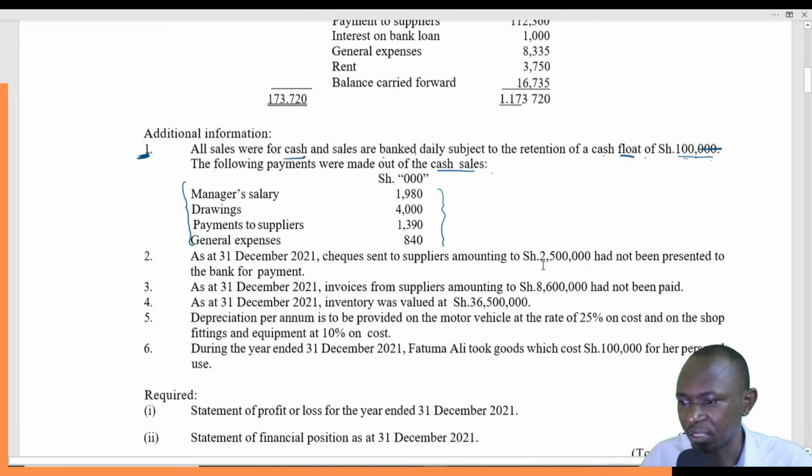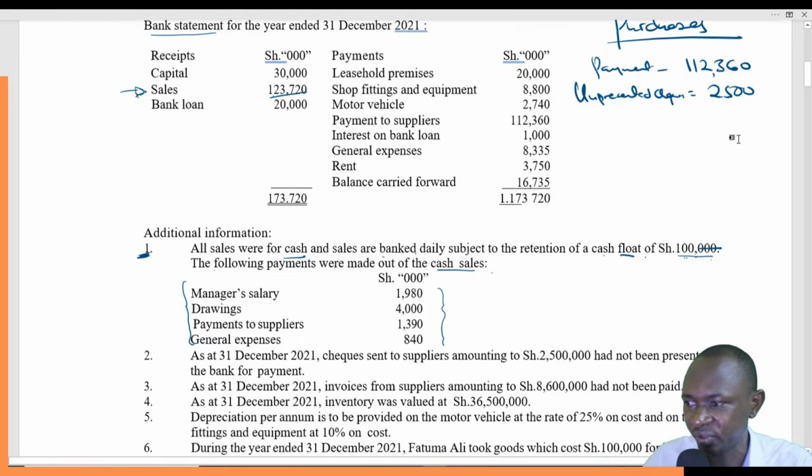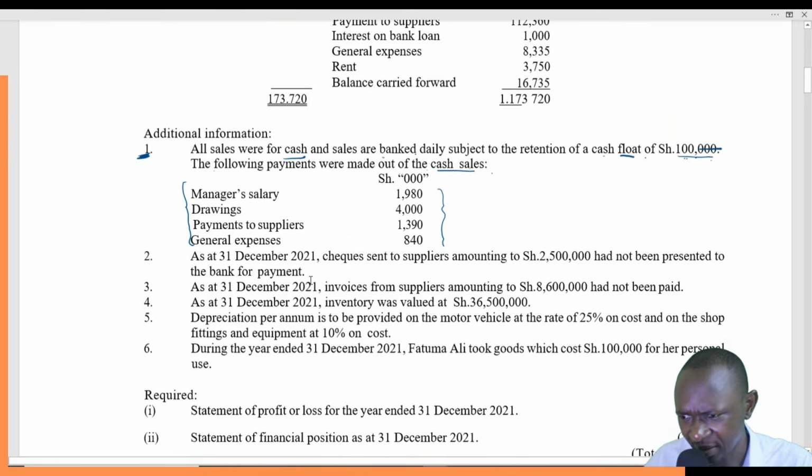Checks sent to suppliers. We have paid them according to our cash book, but the bank has not, and we are using the bank statement. So let's include that. This is yet to be paid, but of course it's part of the purchases. So we are trying to find out the purchases: what we paid them, plus what we've paid but they have not yet received, plus what is outstanding, which is number 3 now. We are done with this, number 3.